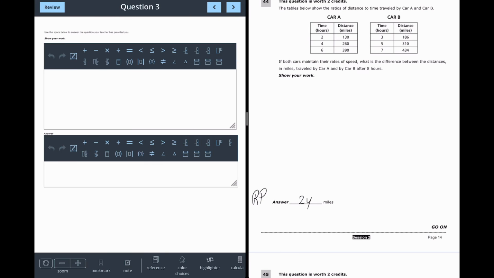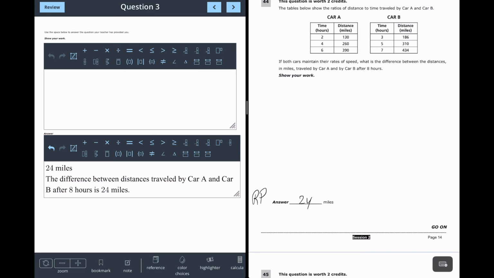2-point question. We're getting there. I think 3 more to go. The answer for this one is 24 miles. So that's really easy to type. 24 miles. Or if you want to put a complete answer, like a full sentence, the difference between distances traveled by car A and car B after 8 hours is 24 miles. So all I did was restate the question and put in my answer with a solution. There. If I want, but now I'm going to show my work for the rest of it.